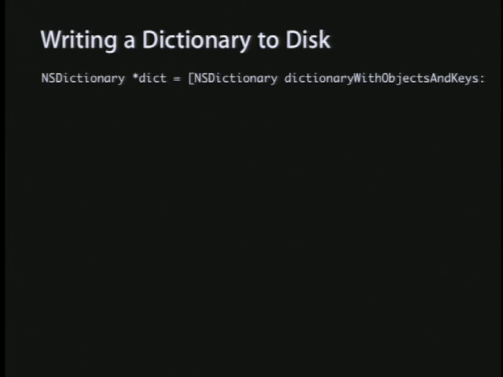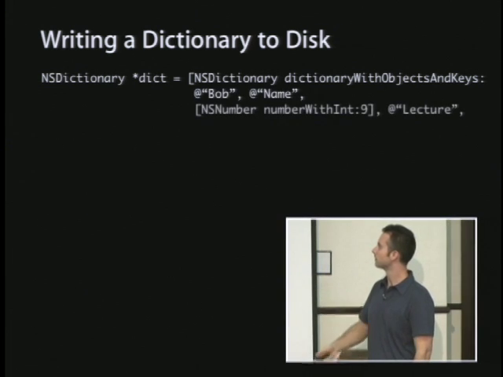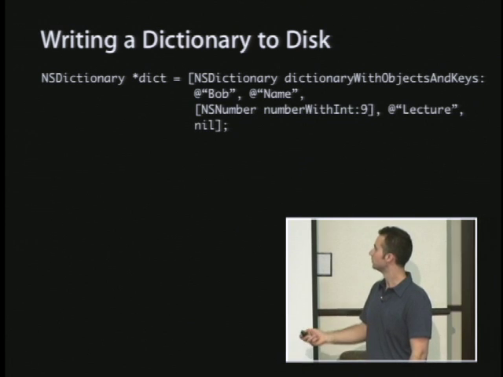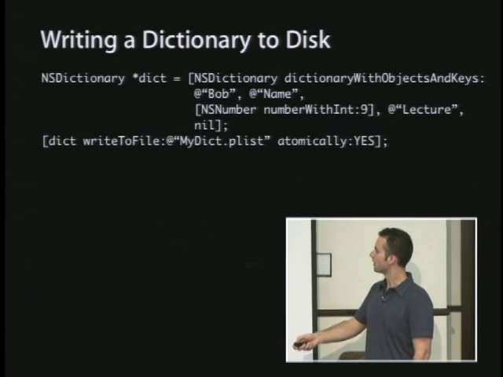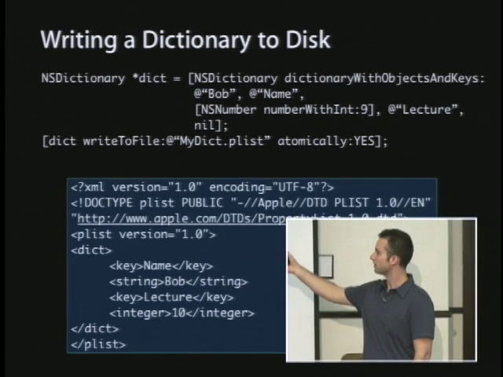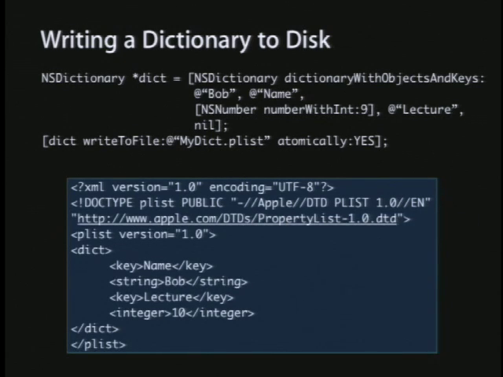Dictionary is the same idea. You have the keys and values, of course, strings, numbers, data, anything you want. And you write that out, and you get this type of thing. You have a data object with keys and strings, or keys and values for each thing you add in the dictionary.